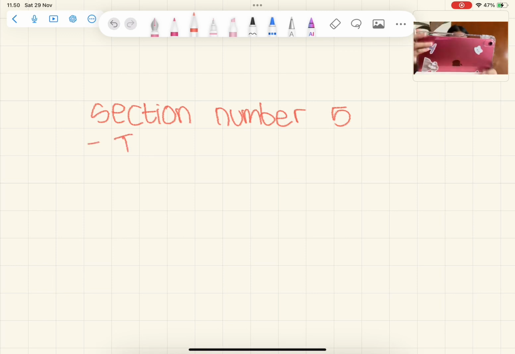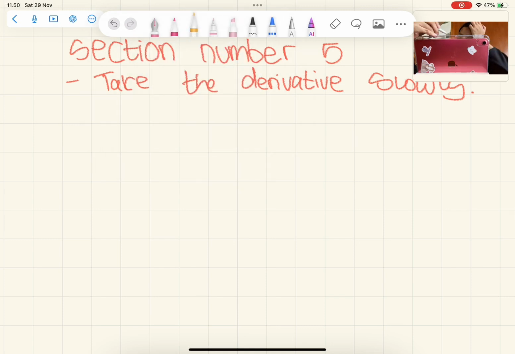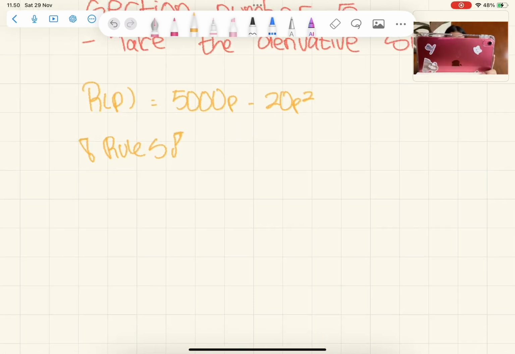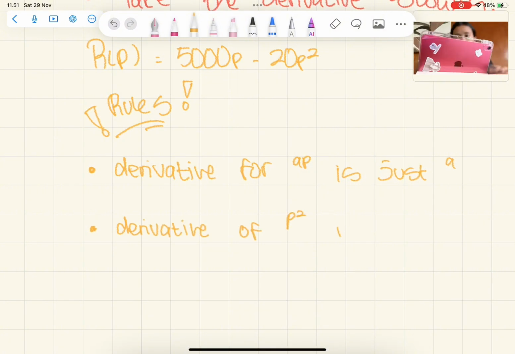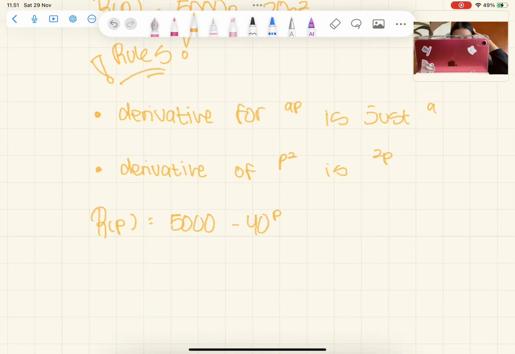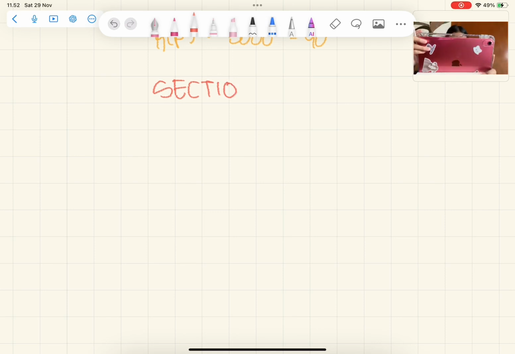Then we're moving on to section number 5, where we take the derivative slowly. Let's do the derivative step by step. We're differentiating R(p) equals 5,000p minus 20p squared. The derivative rules that you'll use are that the derivative of ap is just a, and the derivative of p squared is 2p. So R'(p) equals 5,000 minus 40p, and that's the rate of change of revenue depending on the price.